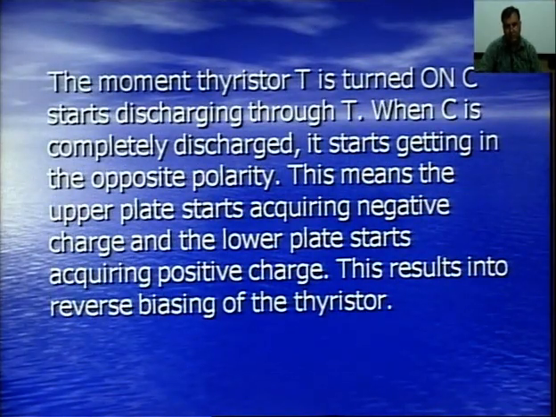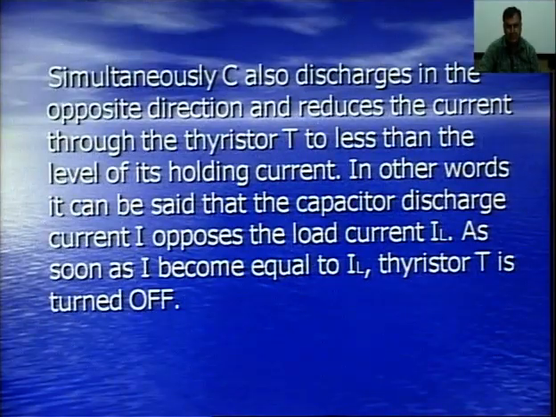The moment T is turned on, C starts discharging through T. When C is completely discharged, it starts getting charged in the opposite polarity. This means the upper plate starts acquiring negative charge and the lower plate starts acquiring positive charge. This results in reverse biasing of the thyristor. Simultaneously, C also discharges in the opposite direction and reduces the current through the thyristor T to less than the level of the holding current.